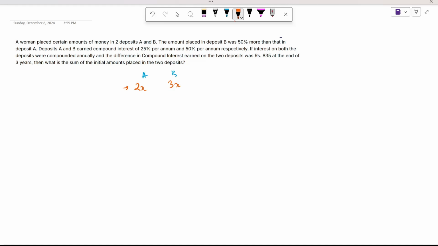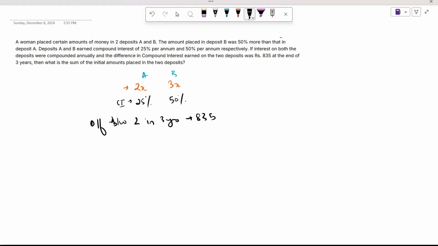Now deposits A and B earn compound interest at 25% per annum and 50% per annum respectively. If interest on both the deposits were compounded annually and the difference in the compound interest on the two deposits was 835 at the end of 3 years. Okay, so it's given that the difference between the two in 3 years comes out to be 835.